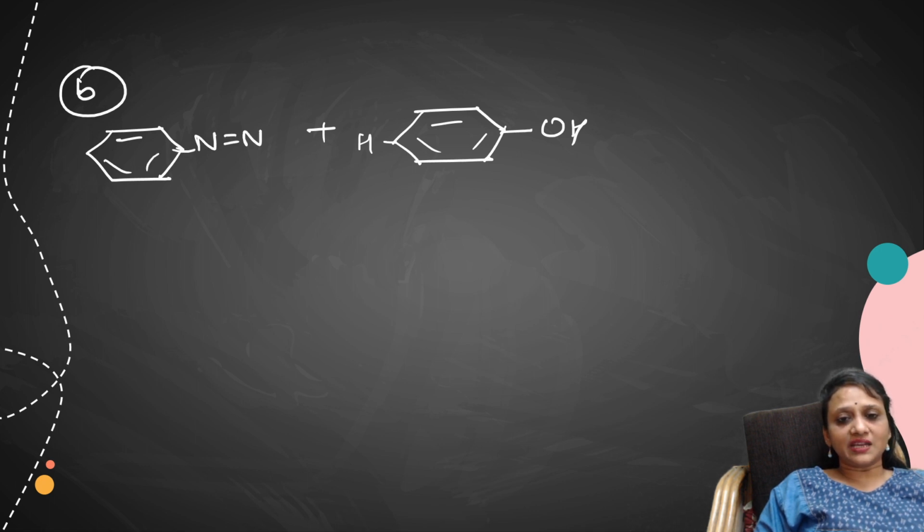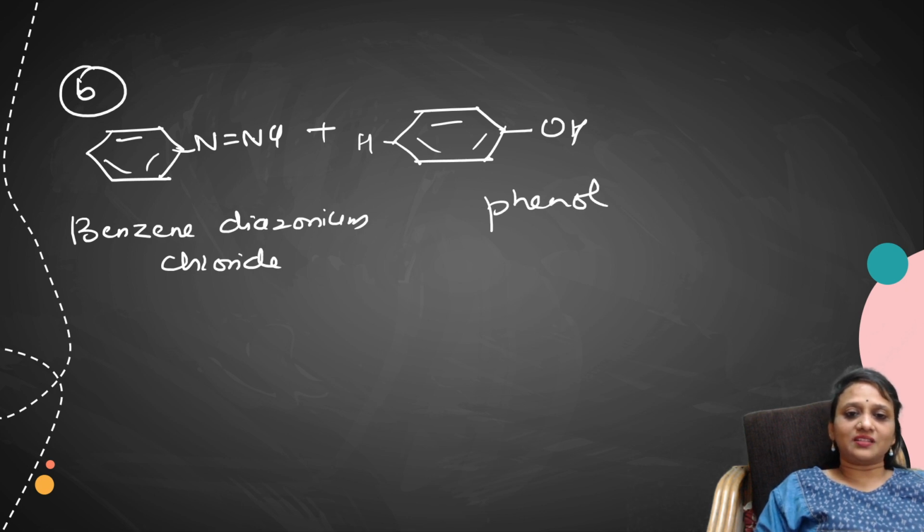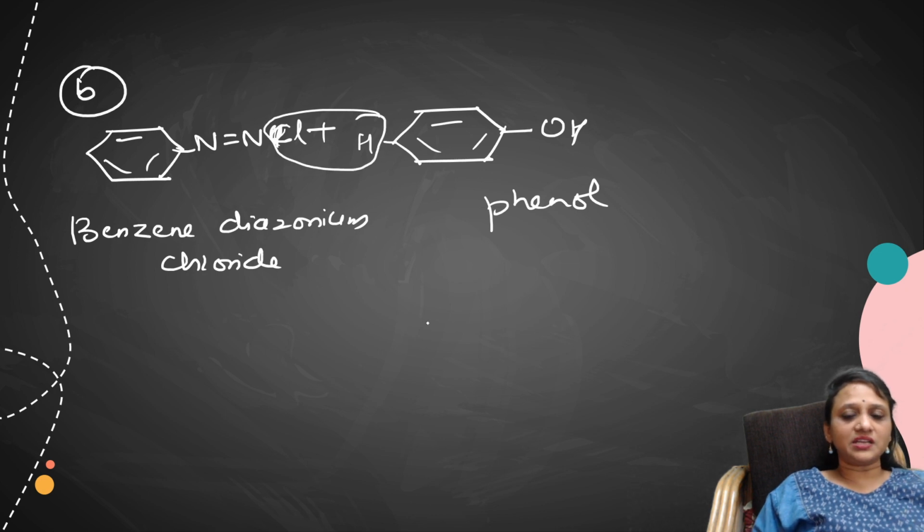N double bond NCl. This is benzene diazonium chloride. What is this compound? This is phenol. Now, what are you going to do? This is Cl, no? You are going to take out that HCl.